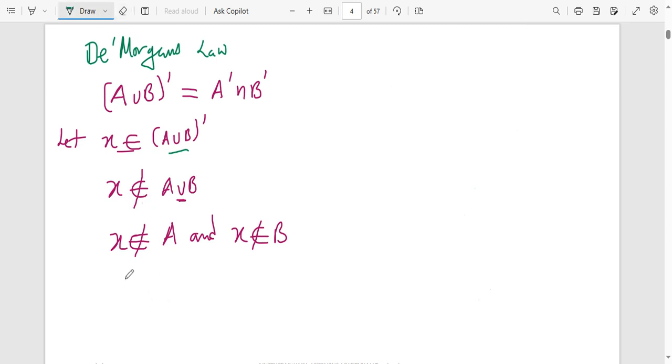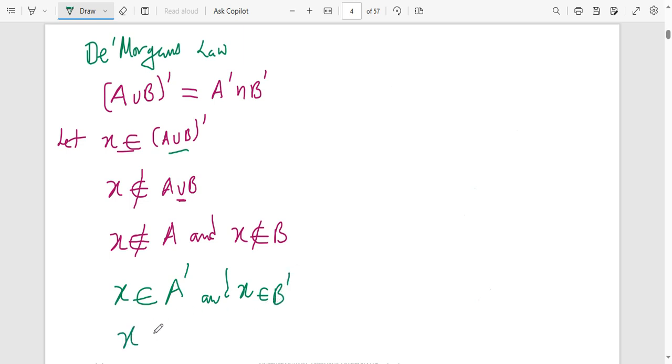Okay, so from here, this means that X is not a member of A and, now I'll put intersection, it's not also a member of B. What does this mean? Since X is not a member of A, what does that mean? It means that X is a member of A complement. And if X is not a member of B, that means that X is a member of B complement.